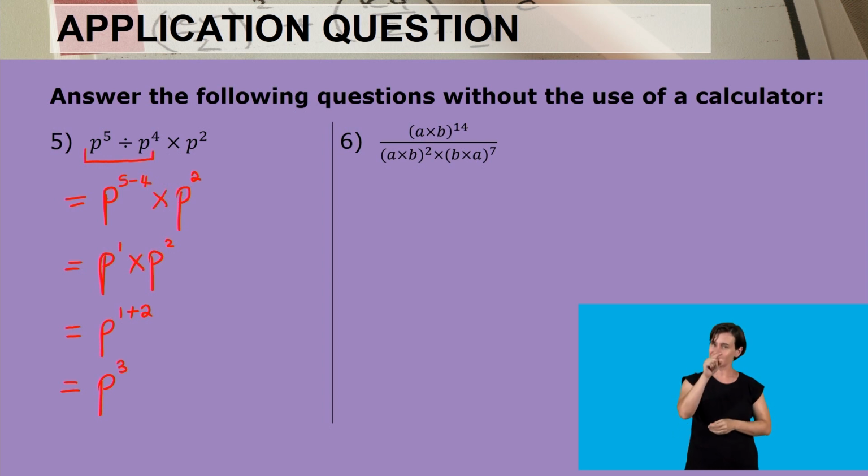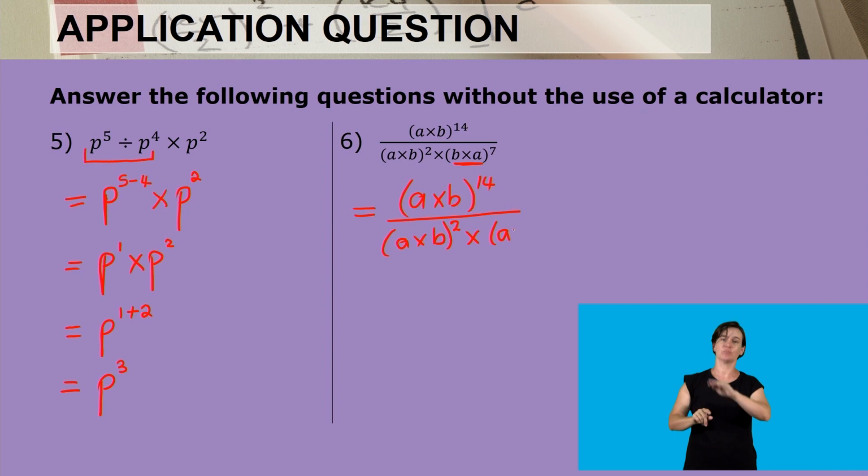Yes, they do have the same base. Now, you might be wondering about that b multiplied by a there. But yes, it does have the same base as the other powers as well. Remember, multiplication is commutative, which means that a multiplied by b is the same as b multiplied by a. So if we need to rewrite this to avoid that confusion, then we can. So we can just say there that a multiplied by b exponent 14 divided by a multiplied by b squared multiplied by a multiplied by b exponent 7. So I am just going to swap the a and the b around because they still maintain the same value.